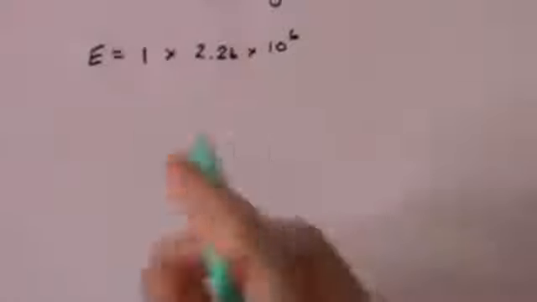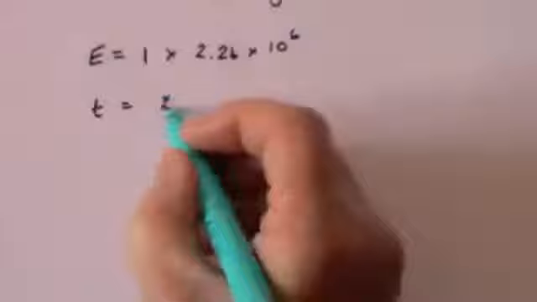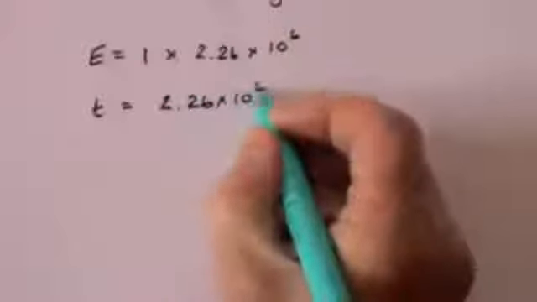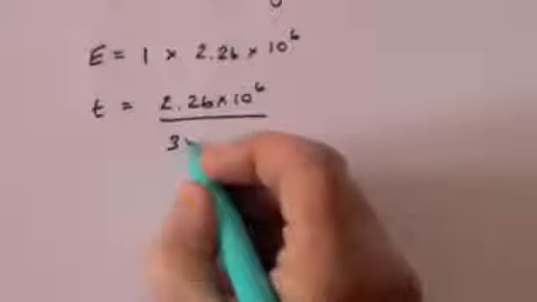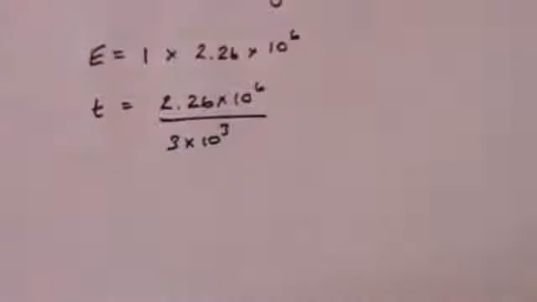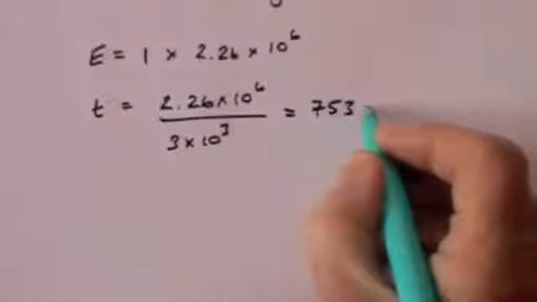The kettle is providing 3 kilowatts, which means it's providing 3,000 joules per second. So consequently, the time taken will be the energy required, which is 2.26 times 10 to the 6, divided by the energy provided per second, which is 3 times 10 to the 3. And that comes out to 753 seconds.